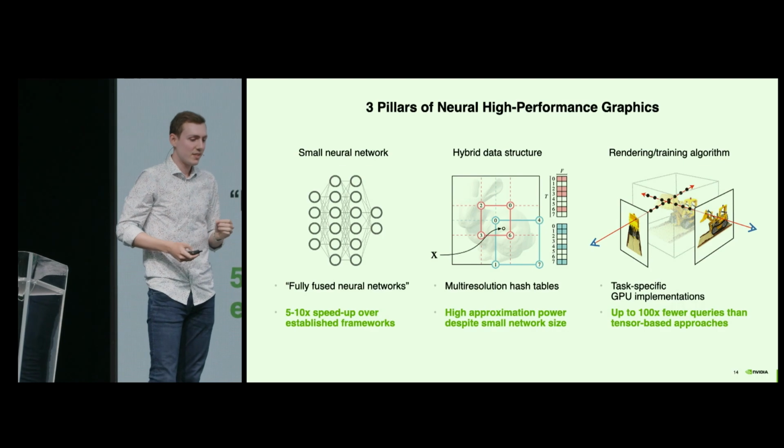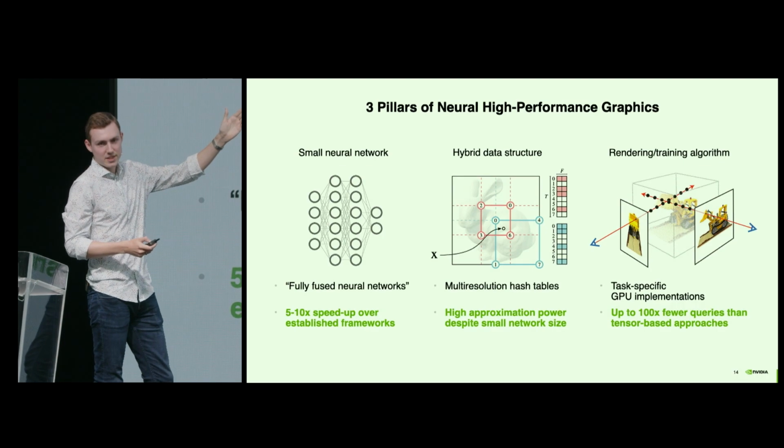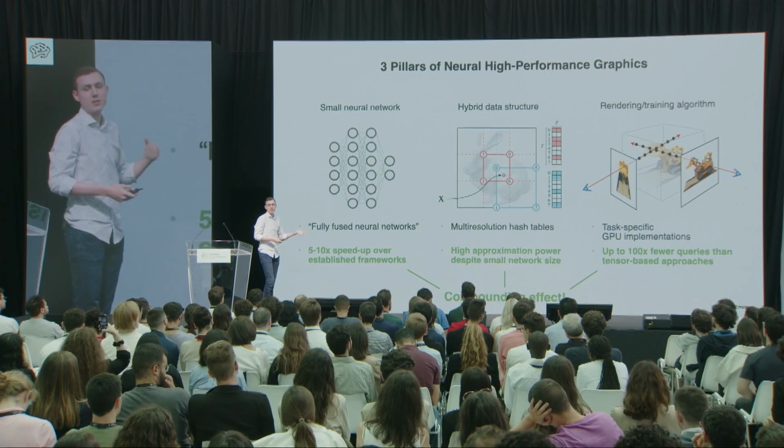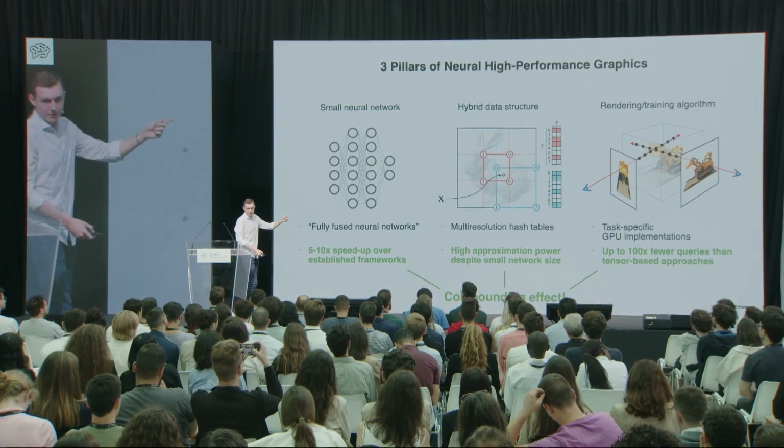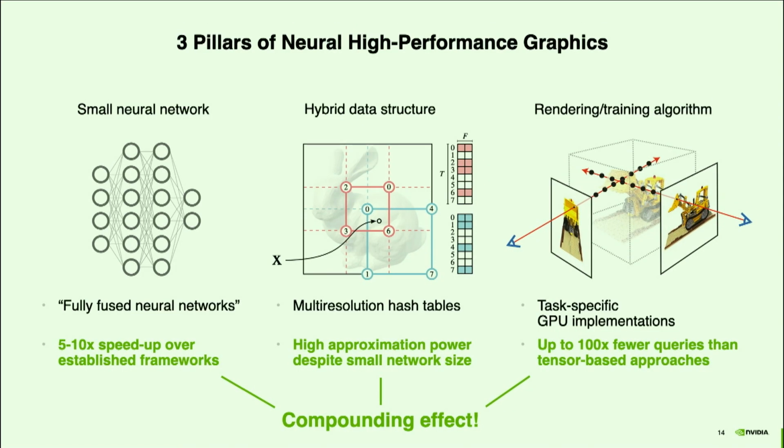And now, the best thing about these 3 pillars is that their benefits compound. This is often not the case when you're optimizing algorithms. But in this case, we have 100 times fewer queries to a neural network that's 10 times cheaper. So that's a 1000x overall multiplicative.